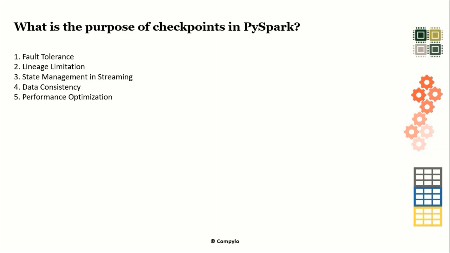When you set a checkpoint, PySpark saves the state of the RDD, that is resilient distributed dataset, or streaming application, to a reliable storage system like HDFS or S3. If a failure occurs, Spark can restart from the last checkpoint instead of recalculating the entire lineage, which enhances fault tolerance. Next point is lineage limitation.